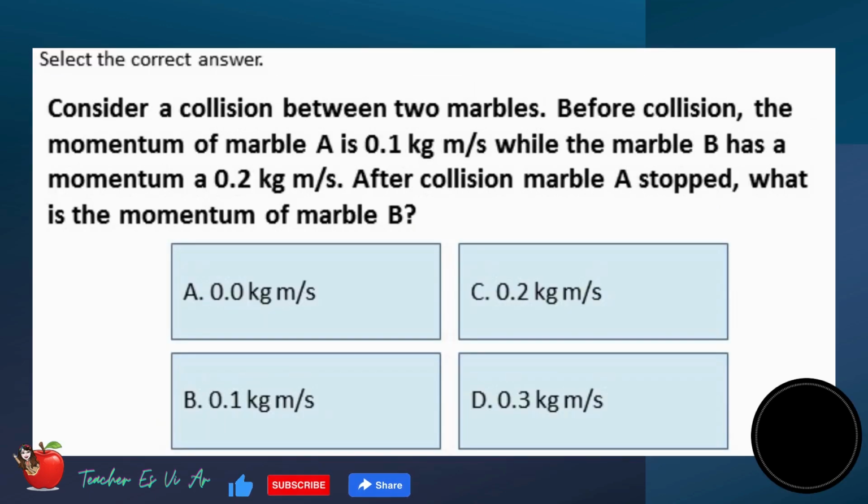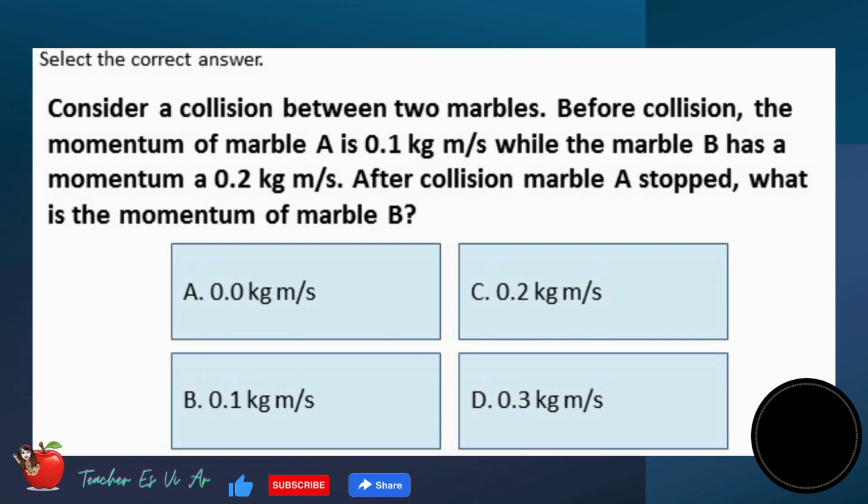Number 4. Consider a collision between two marbles. Before collision, the momentum of marble A is 0.1 kilograms meter per seconds, while marble B has a momentum of 0.2 kilograms meter per seconds. After the collision, marble A stops. What is the momentum of marble B?